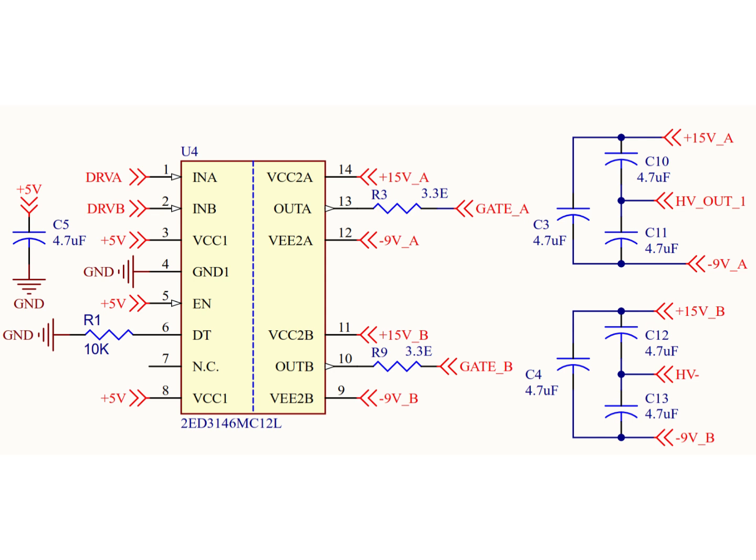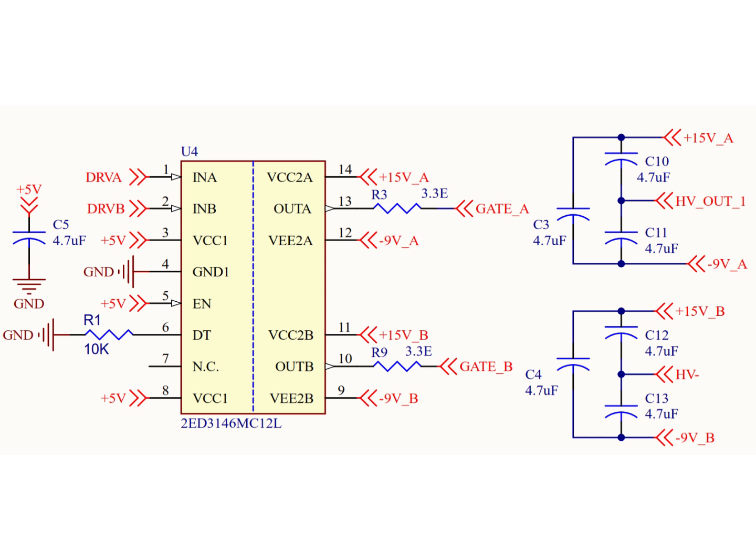On the control side, the gate driver is powered from a 5-volt logic supply, connected to the VCC1 pins. The IN A and IN B pins receive the PWM control signals DRVA and DRVB from the microcontroller. These inputs are 3.3 volt compatible, allowing direct interfacing with STM32 class controllers.